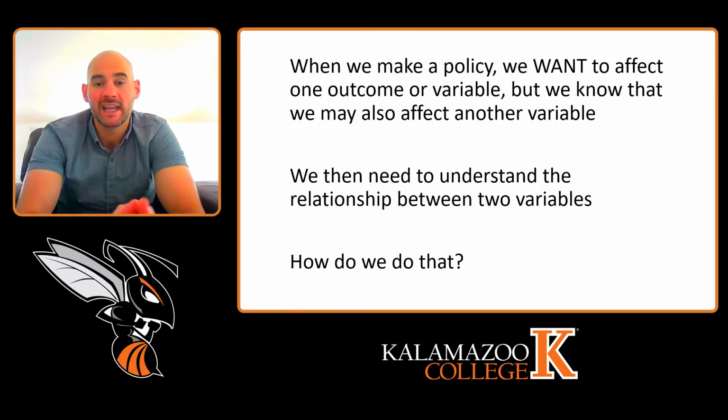So when we make a policy, we want to impact one outcome or variable, but we know that we may also affect another variable. So we need to understand the relationship between those two variables. Let's say wages and unemployment, for example. Are they related? Does one cause another to change? If we change wages, if we implement a minimum wage, do we cause unemployment to change? Or if they change together at the same time, are they just correlated?